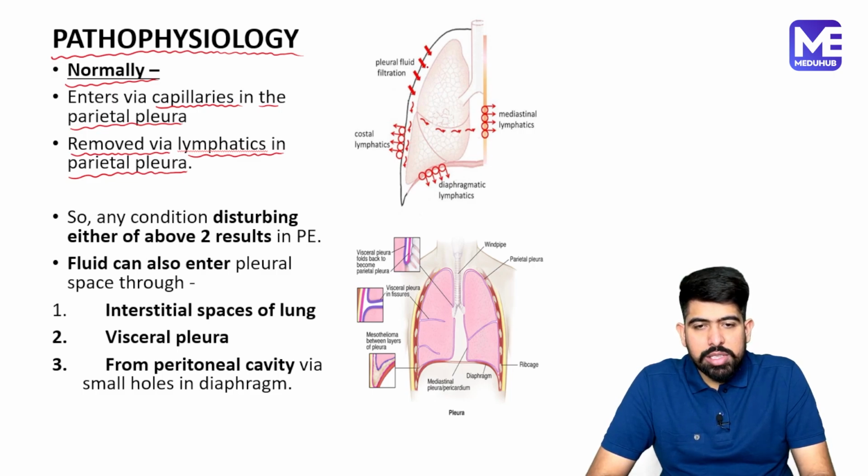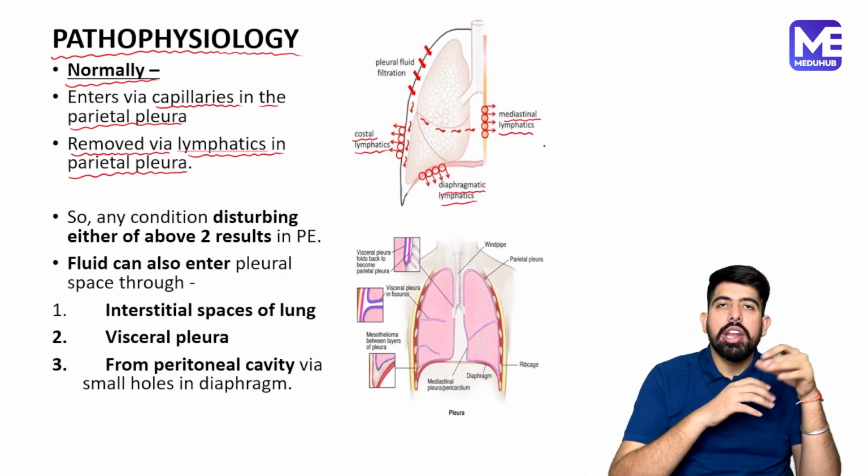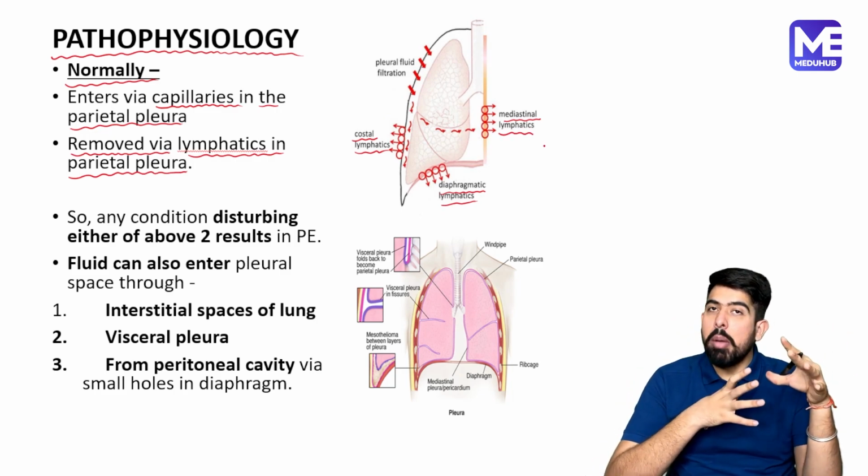After coming into this pleural space, after this pleural filtration, you can see there are costal lymphatics, diaphragmatic lymphatics and the mediastinal lymphatics. After this, through the lymphatics, they will be removed, right? So this is the normal process.